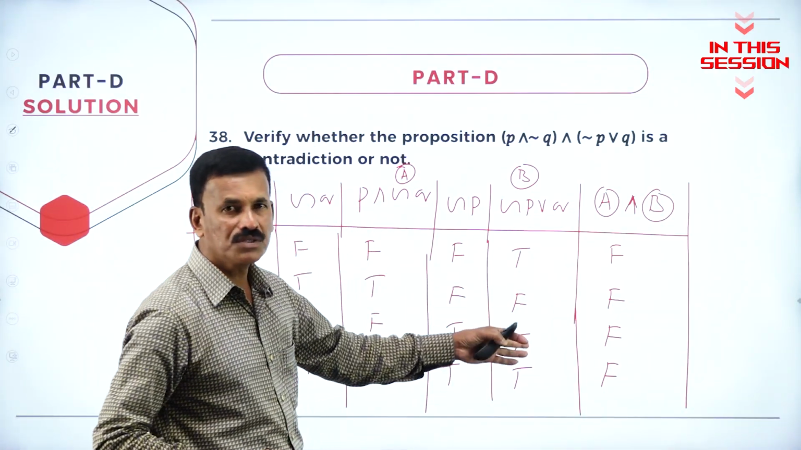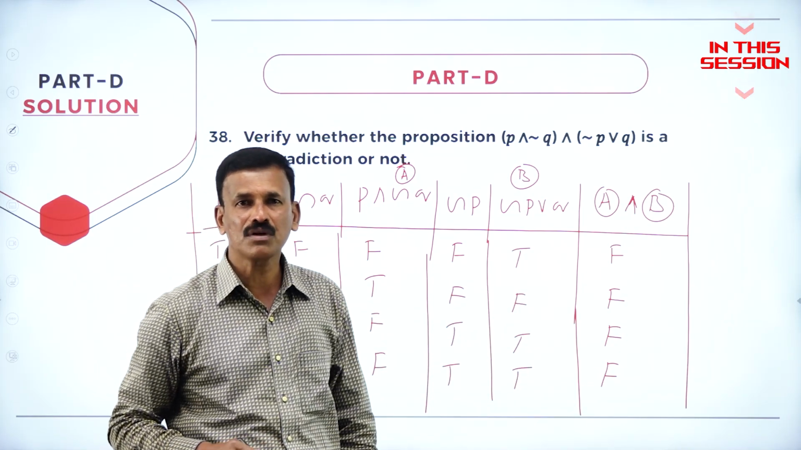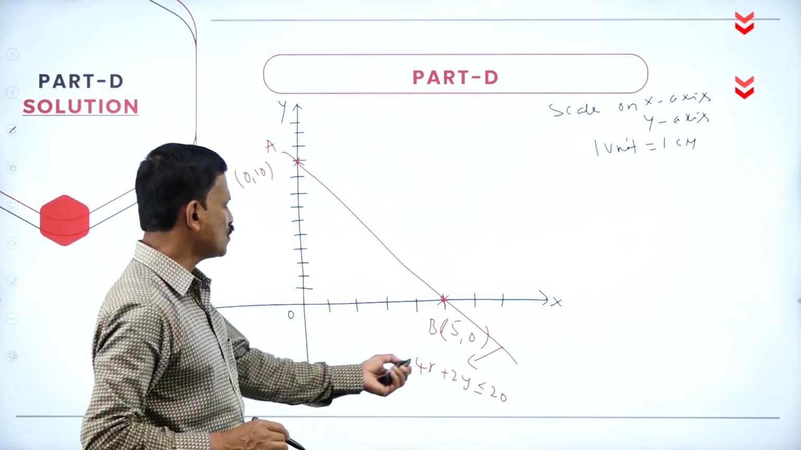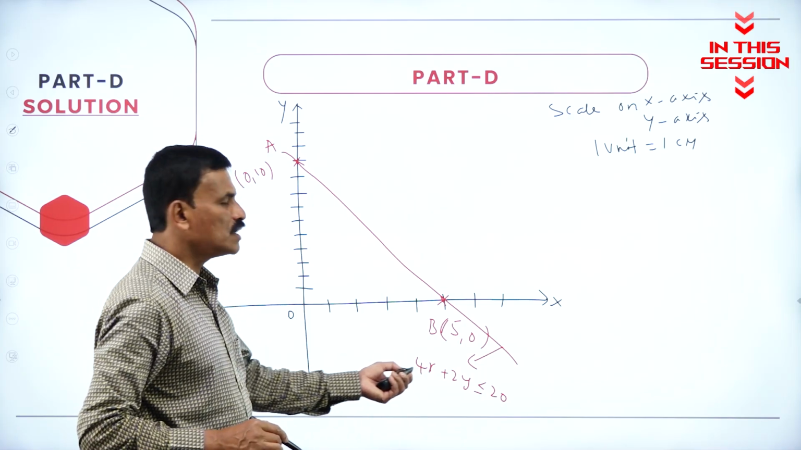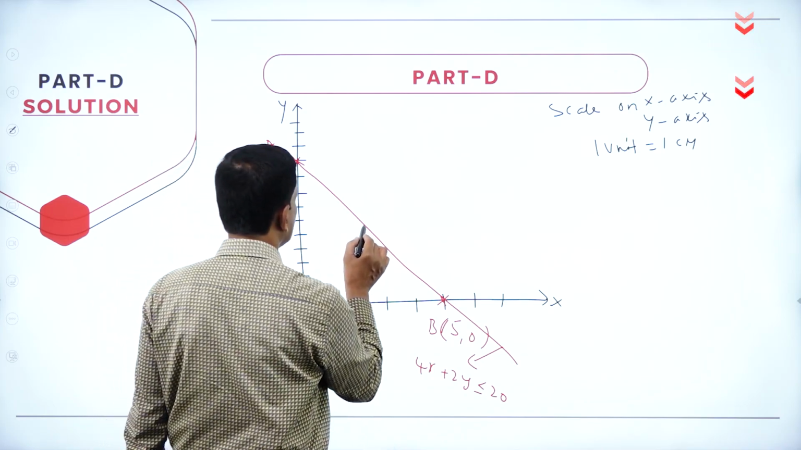All the truth values in the last column are F, F, F, F. Therefore, this is a contradiction. So, if you put x is equal to 0, y is equal to 0, 0 is less than or equal to 20, which is true. Therefore, the feasible region is towards the origin.